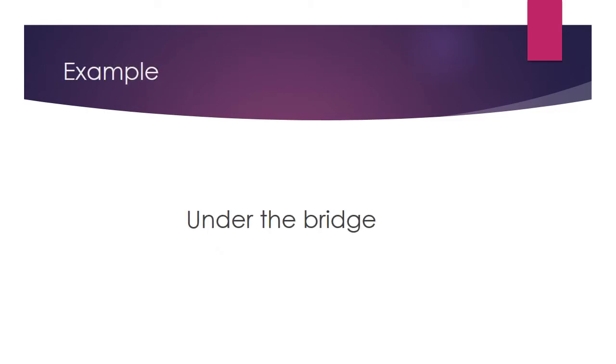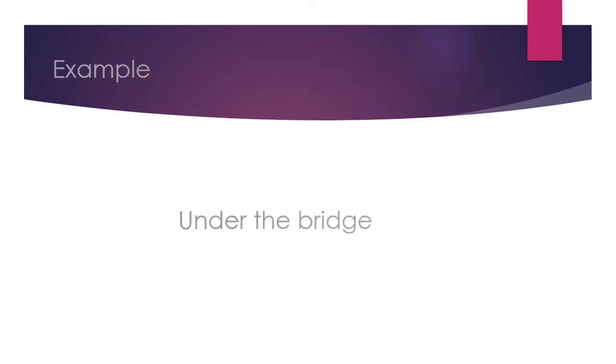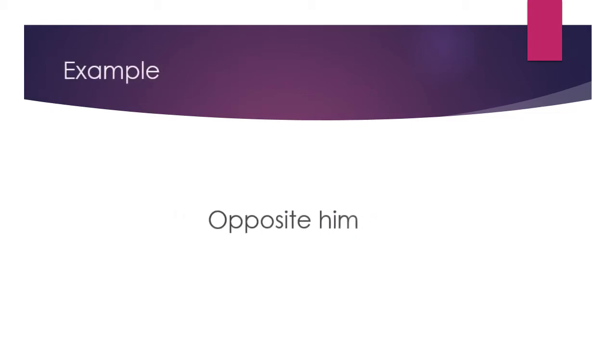Another example is "under the bridge." Under is a preposition and bridge is a noun, which makes this a prepositional phrase. The last example is "opposite him." Opposite is a preposition and him is a pronoun. Opposite him is a prepositional phrase.